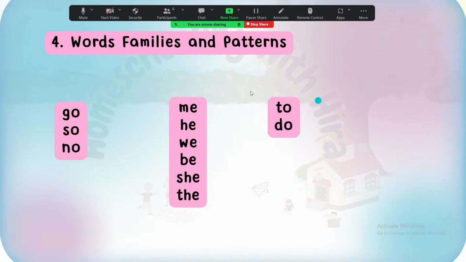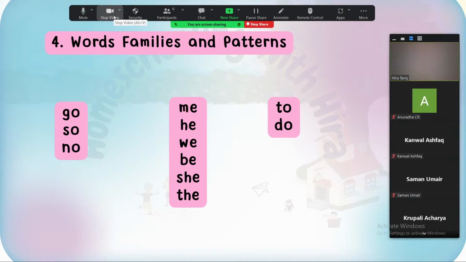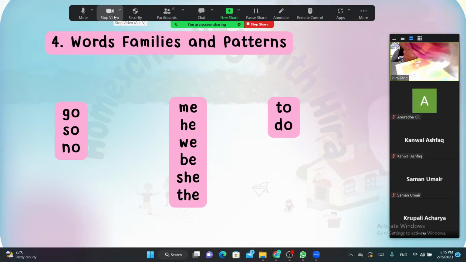The next thing is word families and patterns. You can make word families or patterns as well. So for this, what you can do, let me show you a picture. Let me turn on my camera and show you something here. Okay, this is the tricky word family. If you can see this.